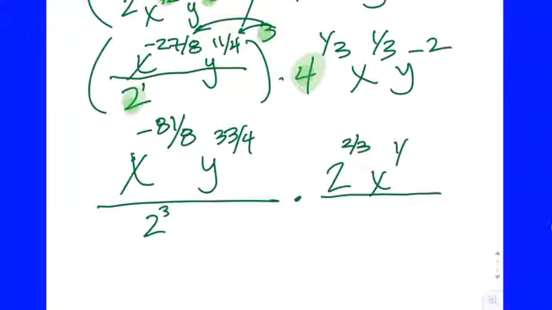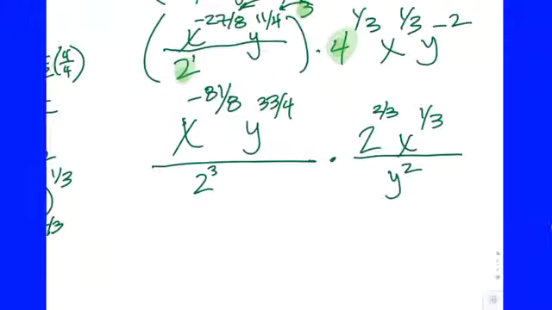And then I have x to the 1/3. And then the last thing I'll do if you want, since it's y to the -2nd, you have the option of bringing the 2 down if you want and making it positive. Entirely up to you. Okay, so now that we've got each factor simplified completely, now it's time to start combining across. All right? So let's do that.